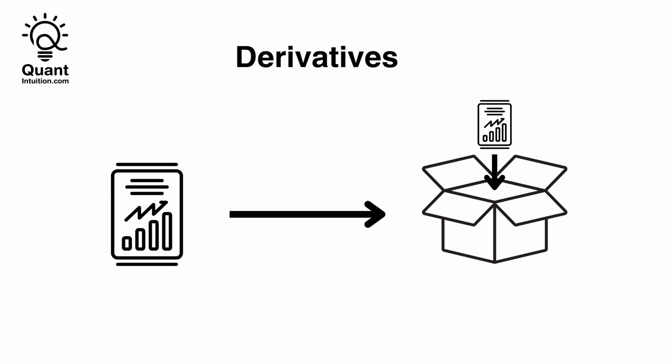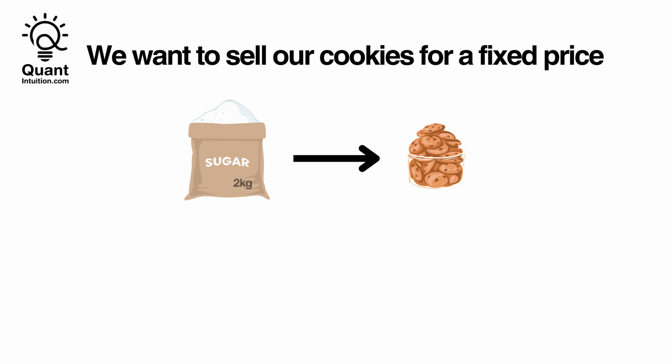In reality, however, derivative contracts are typically much more standardized, and one of the most common examples of a derivative contract is a futures contract. To illustrate why futures are so instrumental, let's revisit the example of our hypothetical cookie company one more time.